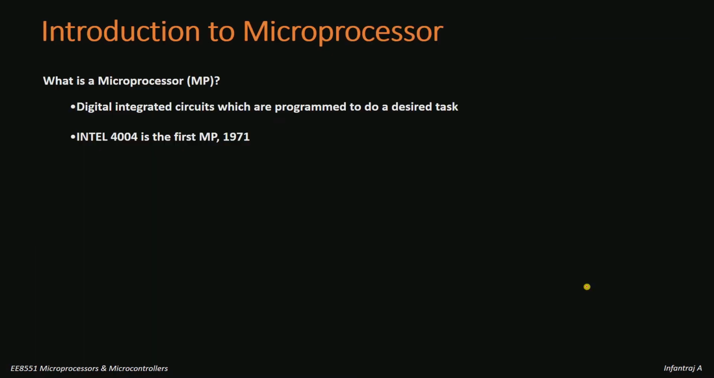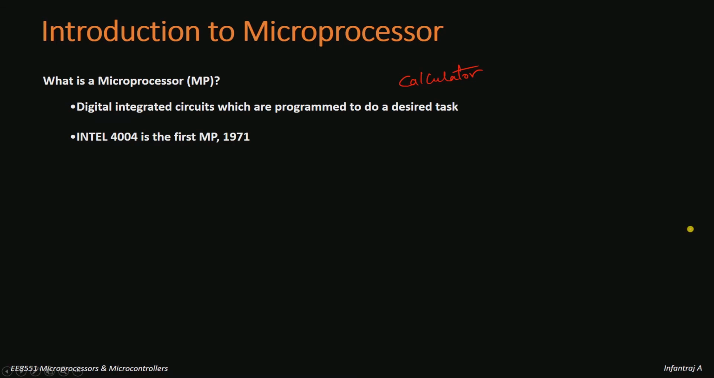So what is a microprocessor? A microprocessor is basically a digital integrated circuit which is programmed to do a specific or desired task. If you take the example of the calculator which we use for doing calculations, most engineering students will have a scientific calculator to do various tasks, like arithmetic operations, relational operations, even trigonometric functions, and the advanced calculators have the capability of even solving calculus, differential equations, probability. There is no limitation these days.